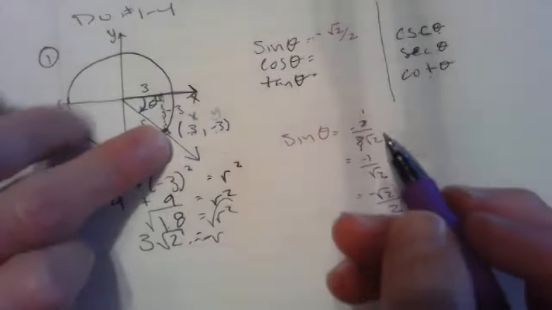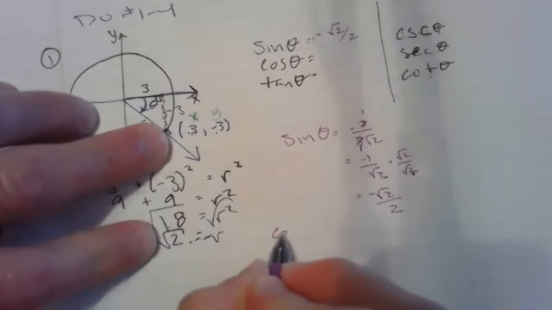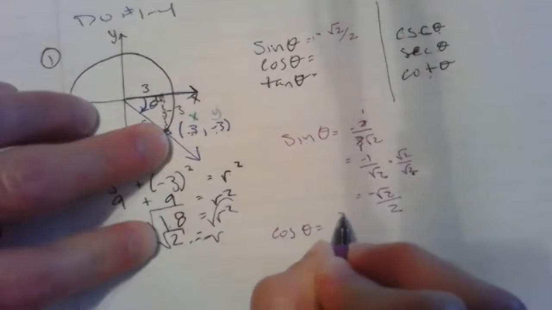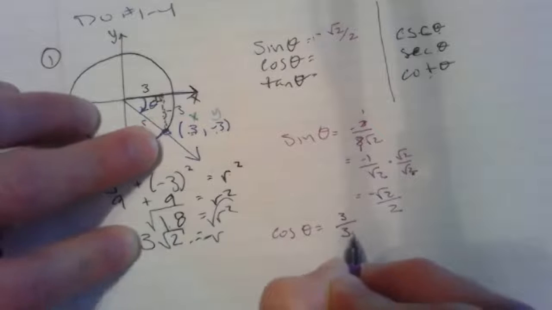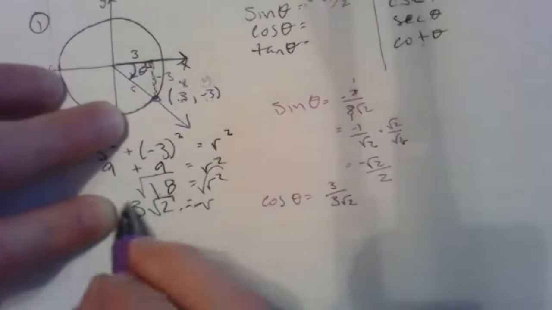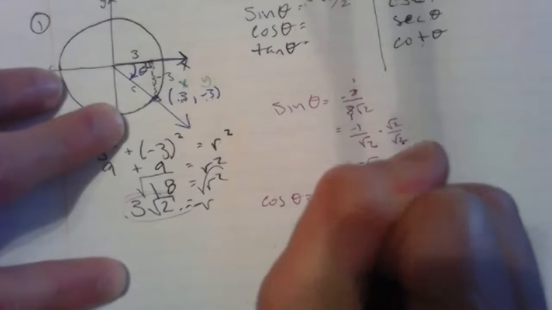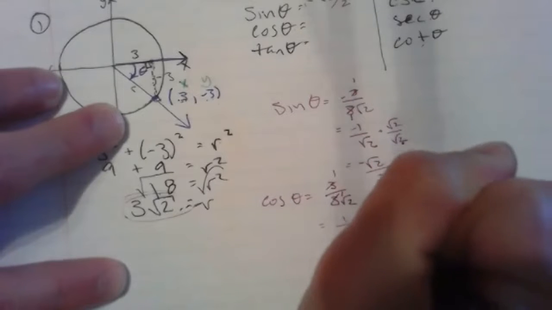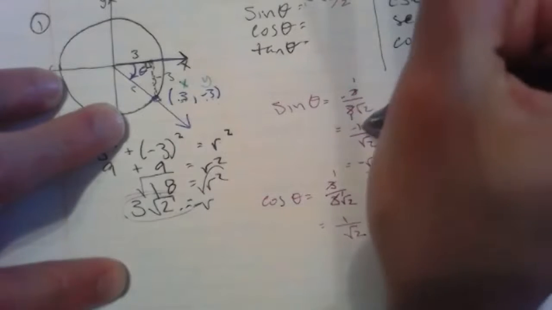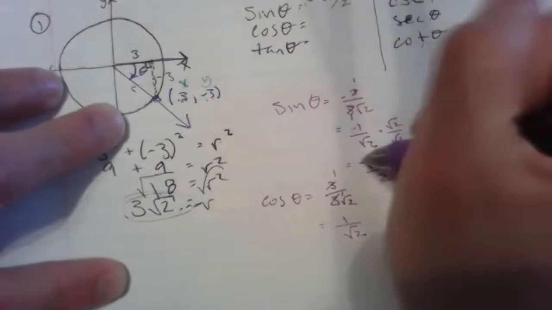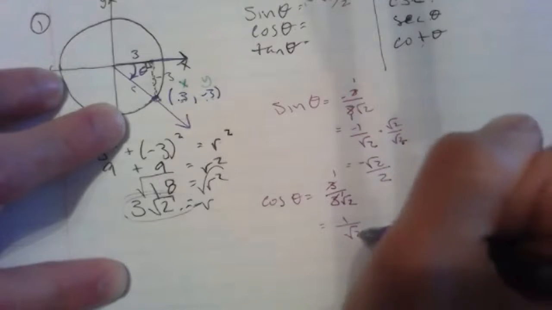Cosine is x over r. So I have the cosine of theta is 3 over 3 rad 2. Right, I take my x from the coordinate pair, I figured out my radius. Oh, well, look, 1 over 1. So I have 1 over rad 2. Now wait, -1 over rad 2 became negative rad 2 over 2. So +1 over rad 2 is going to become positive rad 2 over 2.